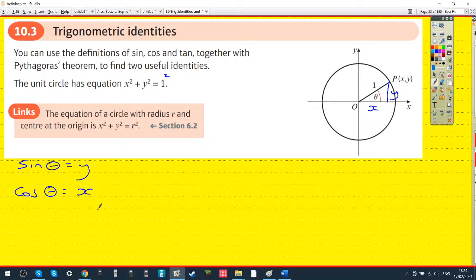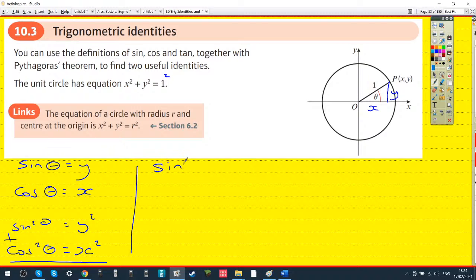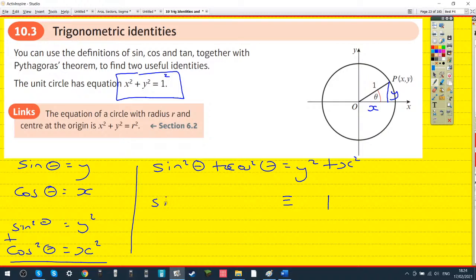Square both of these, what do you get? x squared and y squared. And the other side? cos squared theta and sine squared theta. Add them together. What do you get? Not too sure. You get sine squared theta plus cos squared theta is equal to y squared plus x squared. The equation shows us that x squared plus y squared is 1. And so that shows us that sine squared theta plus cos squared theta must be 1. So basically, sine squared anything plus cos squared anything is always 1.